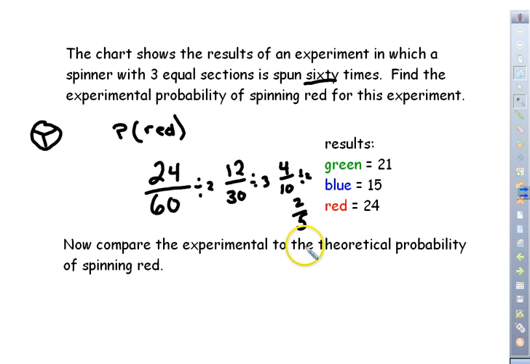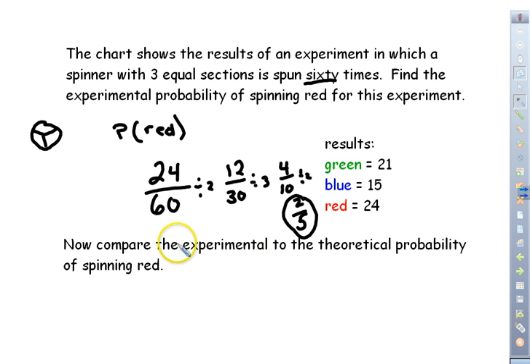Okay, or you could have simply taken this, maybe you multiplied or divided by 6 right off the bat and got 4/10, or maybe you knew that the greatest common factor to this was 12 to get your 2/5. Okay, that is my experimental probability.